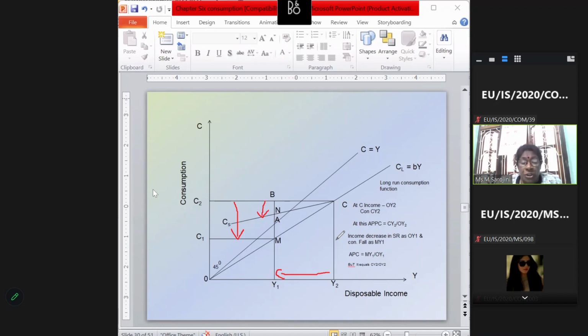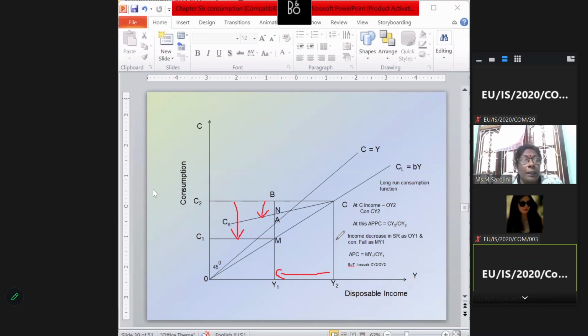According to the consumption theory, when the income increases, consumption also increases. On the other hand, when the income decreases, consumption also decreases. But according to the relative income hypothesis, or Duesenberry's demonstration effect, that will not happen here. That means when the income increases, consumption will not increase proportionately. This is the evidence for this explanation.